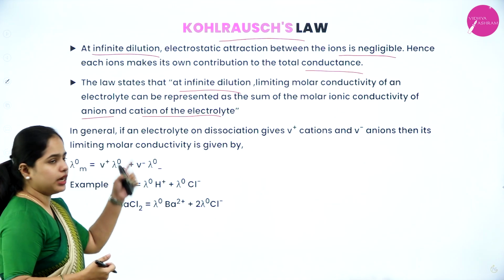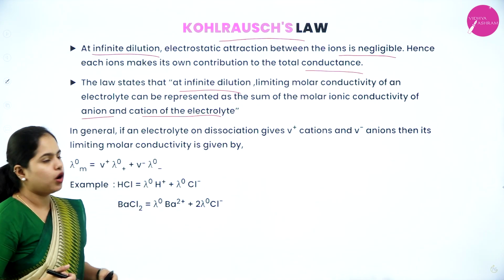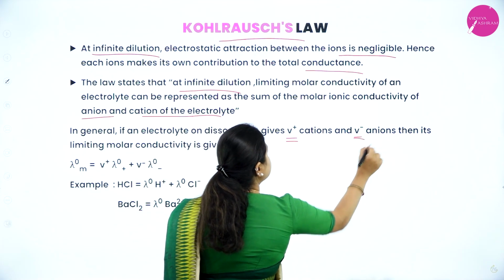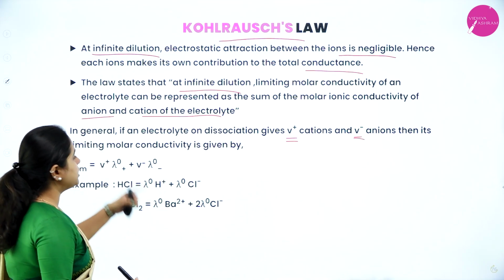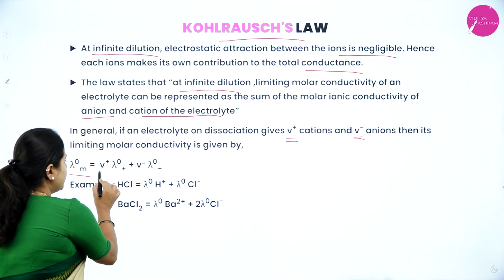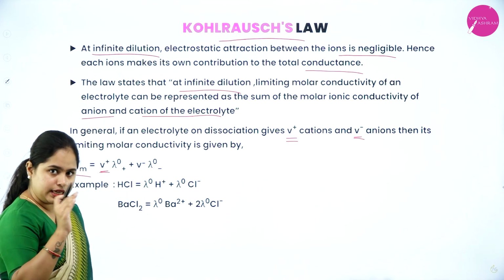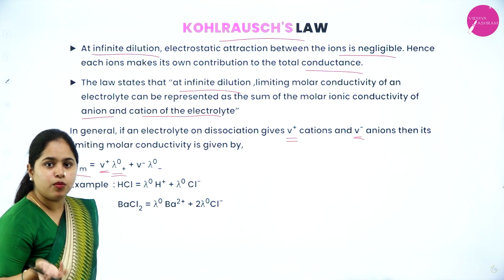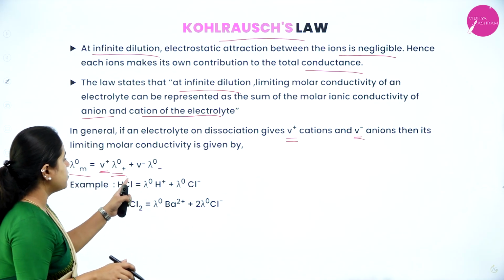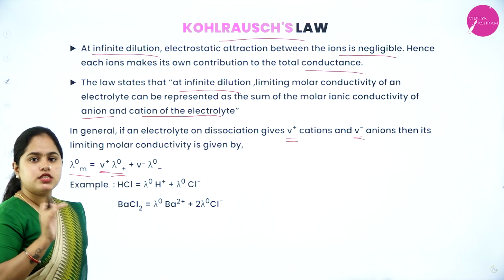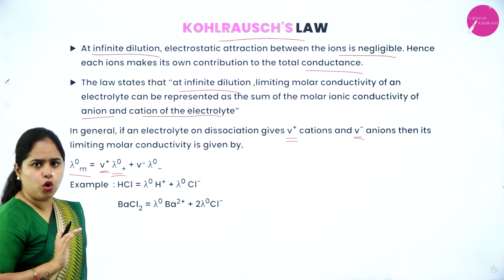So for example, in general, if an electrolyte on dissociation gives v plus, which is the cation, and v minus, the anion, then its limiting molar conductivity, lambda naught m, will be equal to v plus, that is the cation, and its contribution, right? That is the molar ionic conductivity of cation plus molar ionic conductivity of anion. Okay, so this is called Kohlrausch's law.